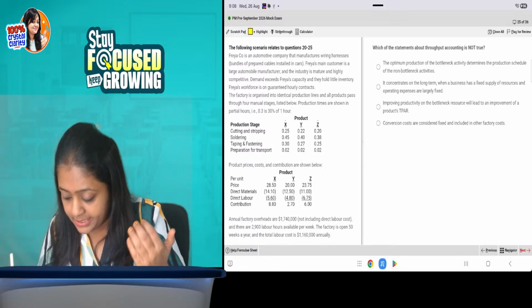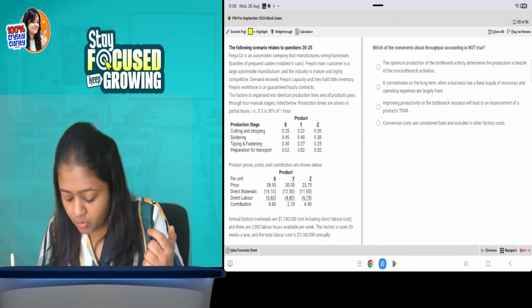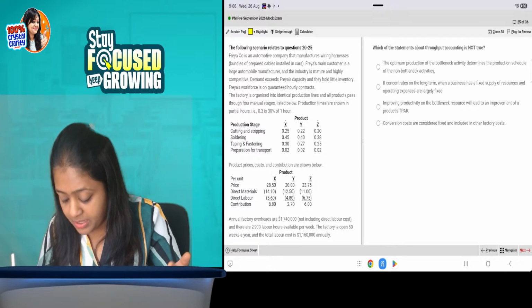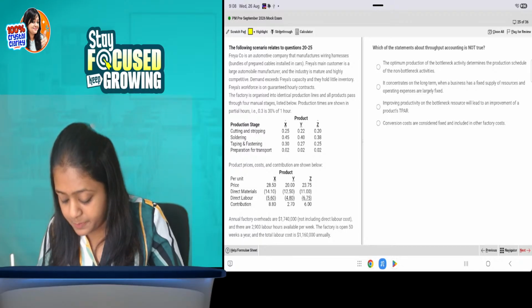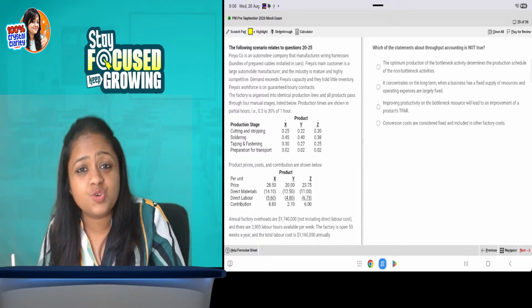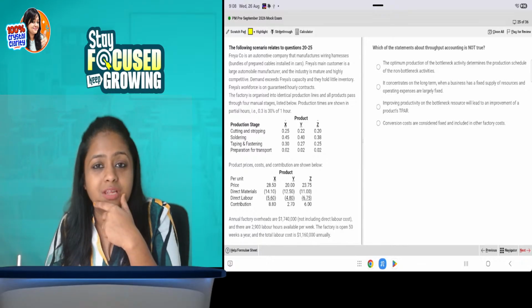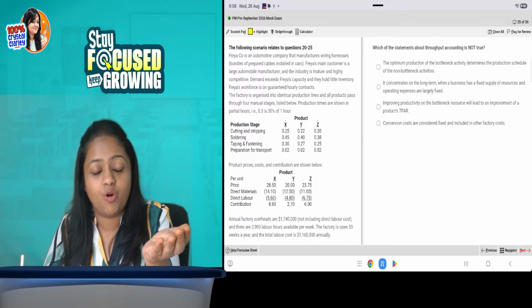It concentrates on the long term when a business has a fixed supply of resources and operating expenses are largely fixed. Okay, it concentrates on the long term, which is wrong. Throughput is a short-term accounting principle. I mean, short-term costing methodology, right? We have already read it.